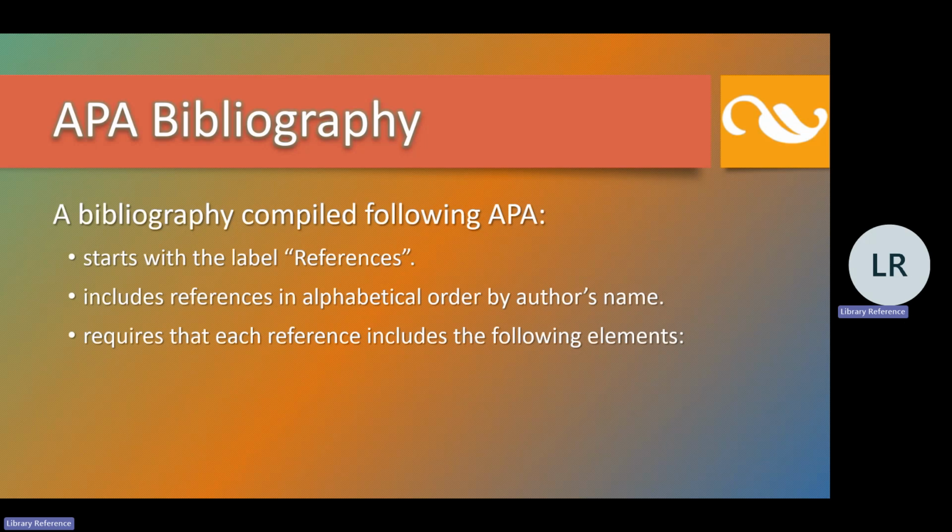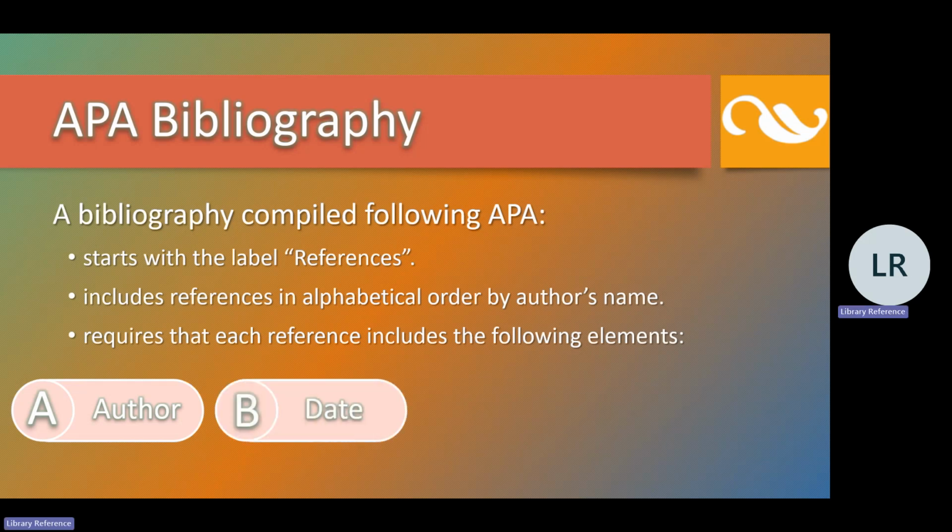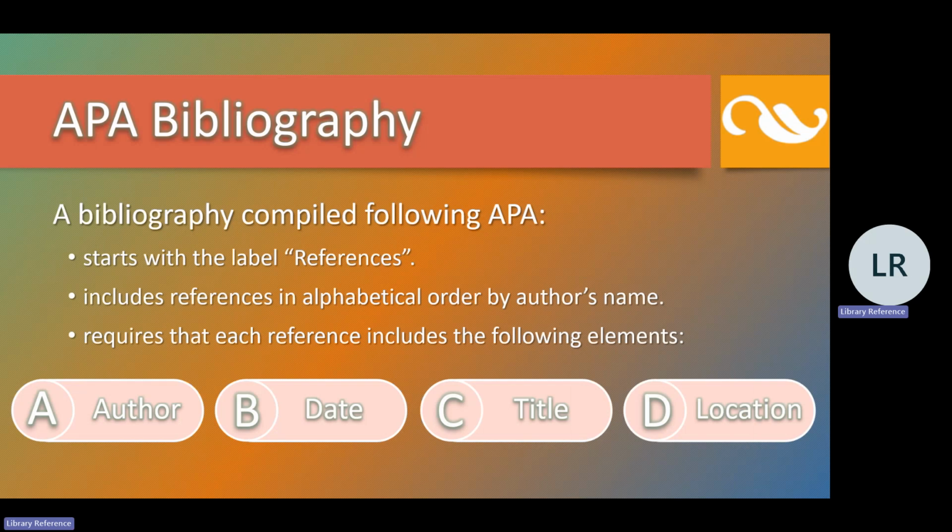These are the following: the name of the author of the source, the date of publication, the title of the source, as well as the location of the source, where it can be found, and each one of these elements is separated from the next with a full stop. Okay, so punctuation in APA is important.